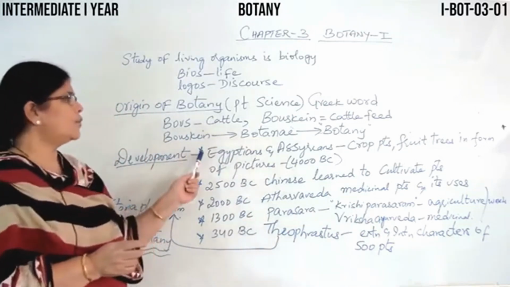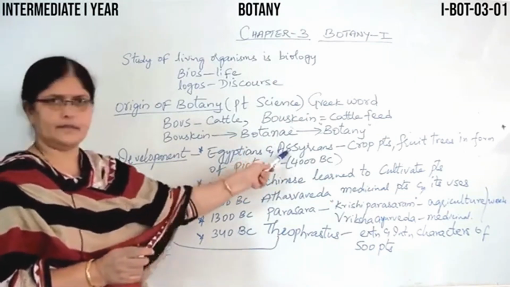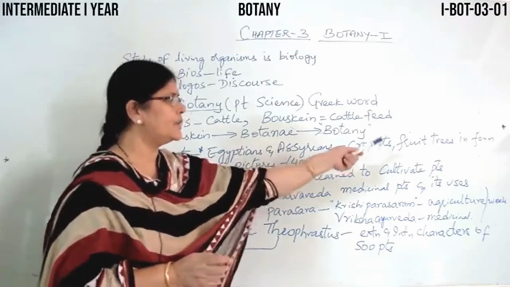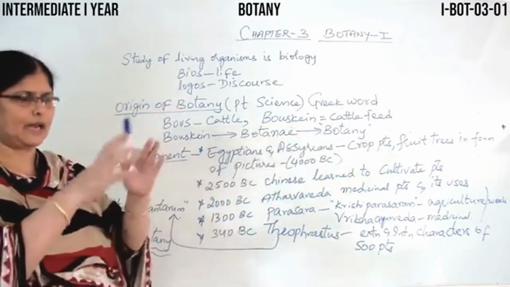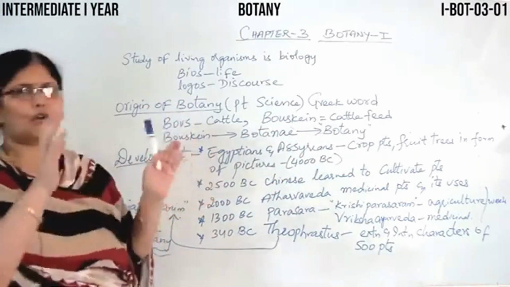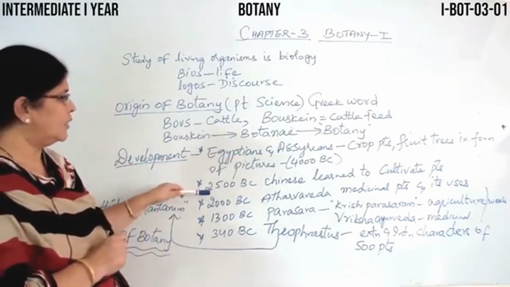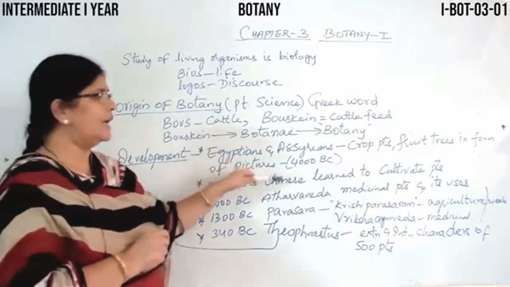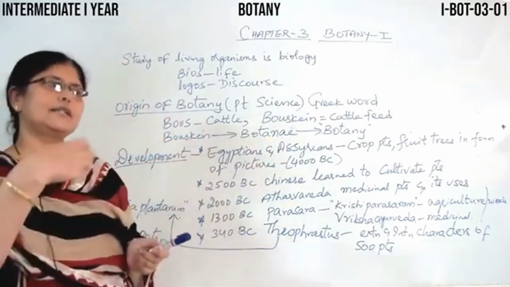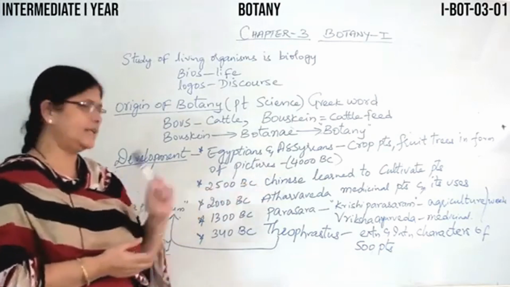Now, it was in 4000 BC that Egyptians and Assyrians, a group of people in Europe, started cultivating crop plants and fruit trees and recording them in the form of pictures. That is, when they were cultivating, they categorized them and made a book of pictures of these cultivated crops and fruit trees. This was way back in 4000 BC. And after that, in 2500 BC, the Chinese learned to cultivate plants. They learned to grow plants based upon the need of food, shelter, or clothing.